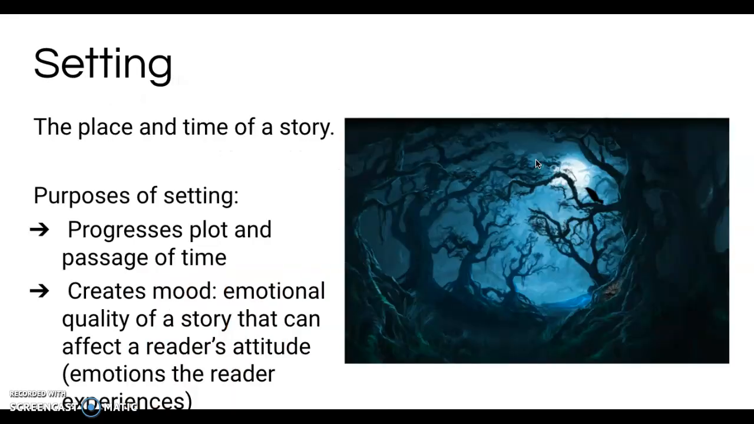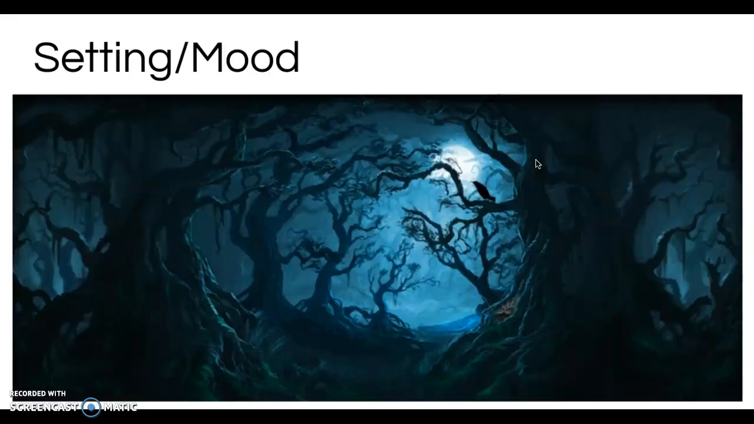Alright, let's get started. First, the setting of a story is the place and time of a story. Authors use setting for two purposes: to progress plot and the passage of time, and then the one we're going to focus on today is that setting creates mood. This is the emotional quality of a story that can affect a reader's attitude, or the emotions that the reader experiences. So when an author creates a mood in a story using setting, they're trying to make us feel a certain way.